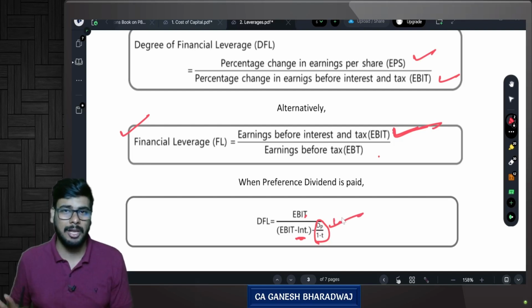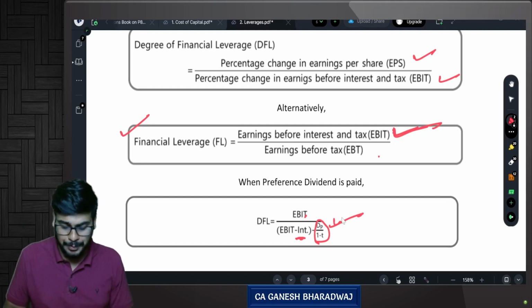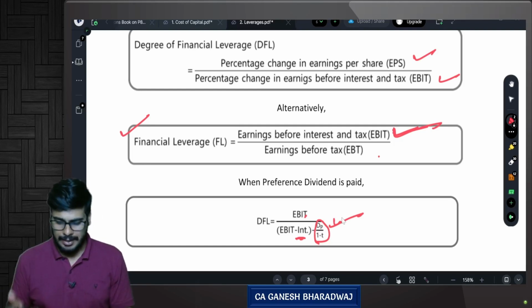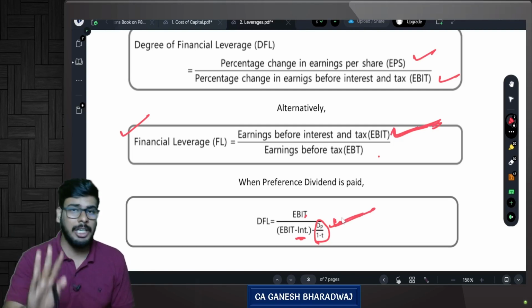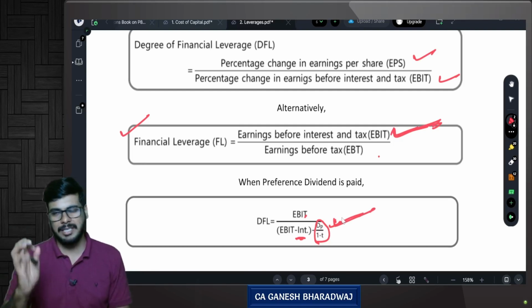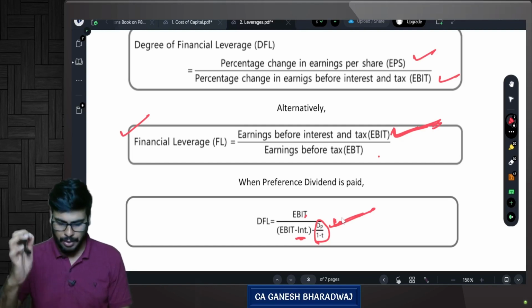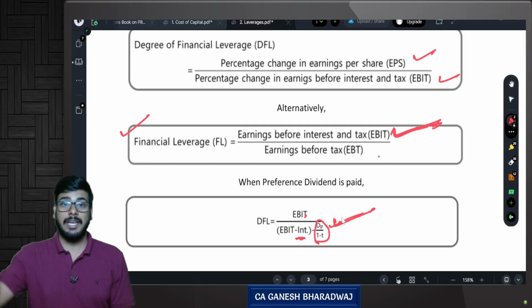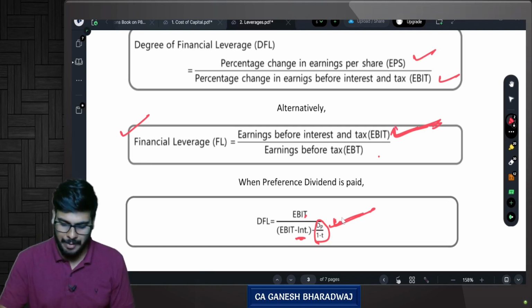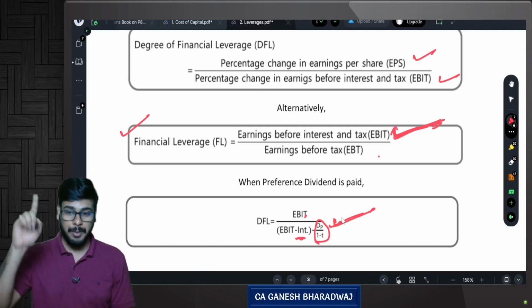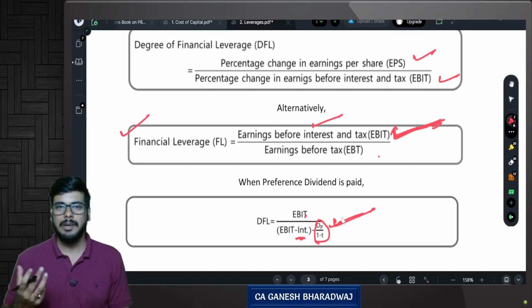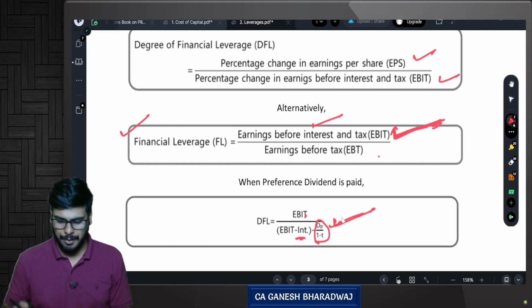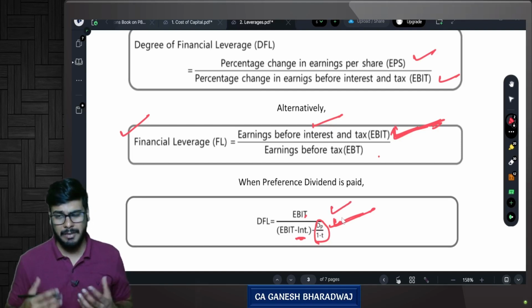Sir, for the exam, what should I do? In the exam, certain questions have been solved like this. So whatever you solve, please write a note, because this is an area of controversy. You write a note saying that when there is no preference dividend, obviously this formula only you will take. When there is a preference dividend and you still want to use this formula, that is, if you want to ignore preference dividend, write a note saying this has been done like this. But I would prefer you use the other formula, not a problem at all. We will be doing it somewhere.